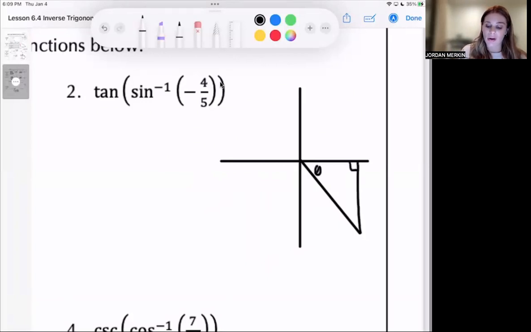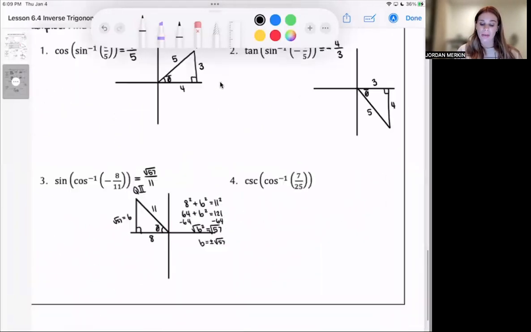All right, so we have our reference angle theta, and sine is opposite, which is 4 over hypotenuse, which is 5. Oh, we lucked out. We got another 3, 4, 5 triangle. All right, so tangent in quadrant 4 is negative, and it's going to be opposite, which is 4, over adjacent, which is 3. Okay, let's go ahead and do the last one, and we will be done.